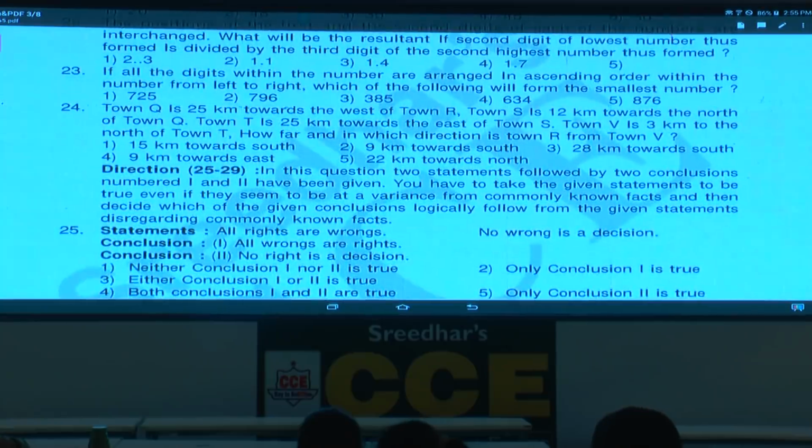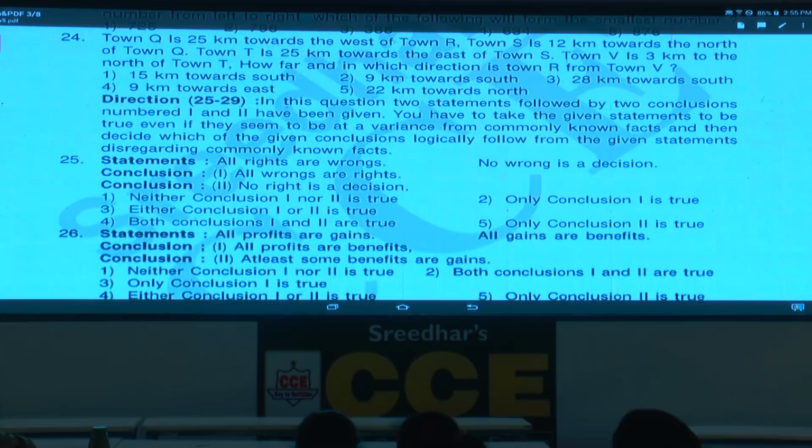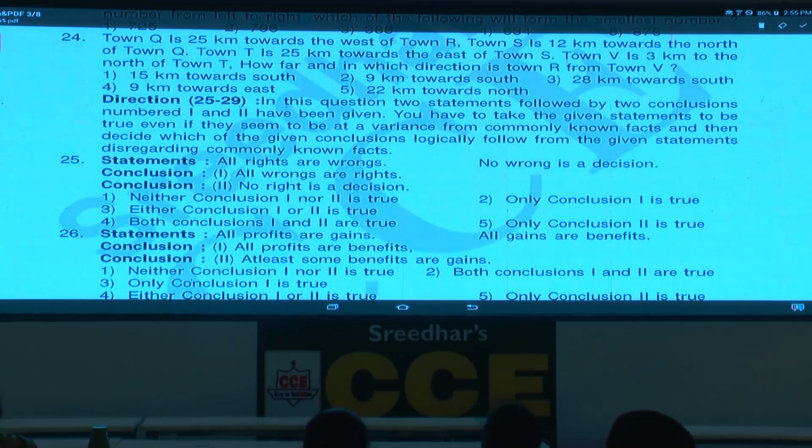Then 24. Now in this question number 24, town Q is 25 kilometers to the west of town R. R is here, and this is town Q. And what is the distance here? Distance is 25. Town Q is 25 kilometers to the west of R. S is 12 kilometers to the north of Q.